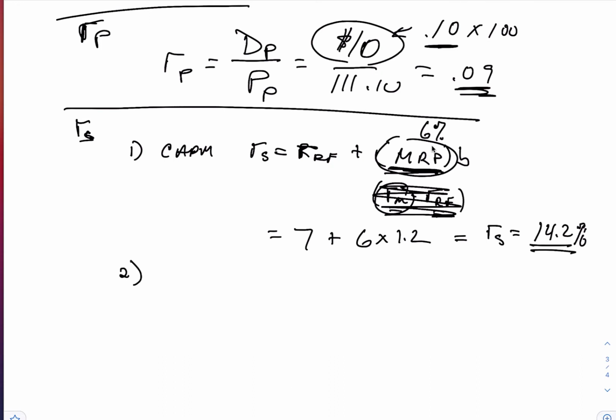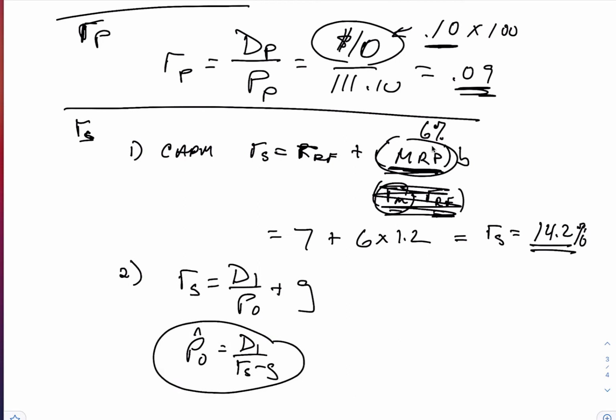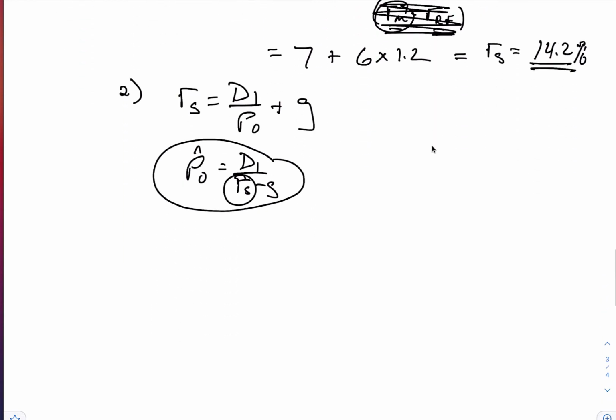The other way we can calculate this is by looking at and rearranging the constant dividend discount model. And we say RS equals D1 divided by P subscript 0 plus G. All I've done here is taken this formula, the value of stock with constant dividend growth, and rearranged it and solved for RS. Okay? And that's this formula.